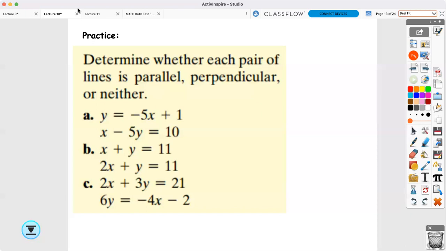All right, guys, let's talk about A. Go ahead and put your answer for A. Did you get parallel, perpendicular, or neither? Go ahead and enter it into the chat. Now remember, it's not about right or wrong answers. It's do you know what it's asking you to do?